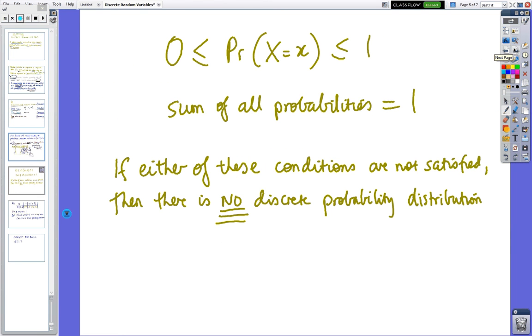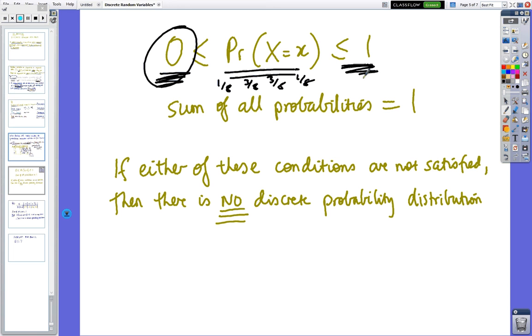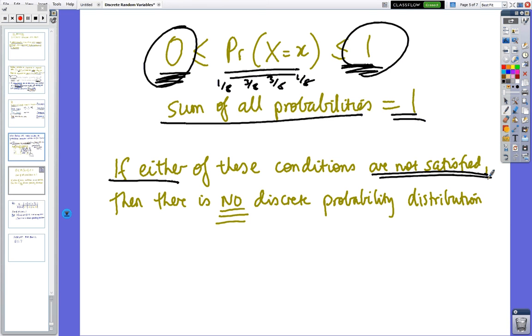All the probabilities must lie between 0 and 1. Like in that previous one, we had 1/8, 3/8, 3/8, 1/8 as an example, and all of them lie between 0 and 1, but the sum of the probabilities equals 1. If either of those two things is not satisfied, then you do not have a discrete probability distribution. So both things have to occur. You have to have 0 to 1 for each event, and the sum of all the numbers has to add to 1. Copy and come across.